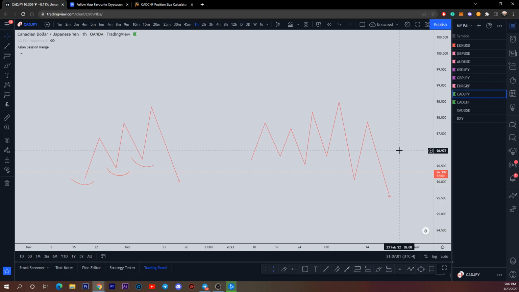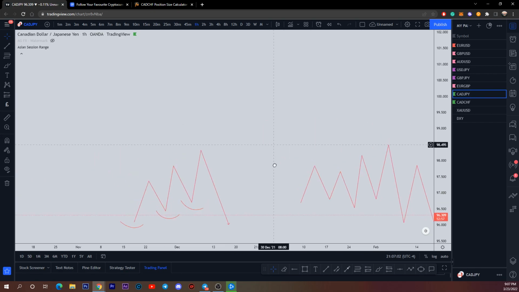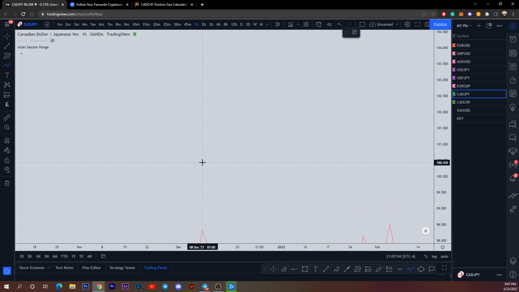Or another way that you could do this is if the market is going up, right? Let's say you have bullish price action. The market is going towards the upside. As the market is going up right here, let's say you see a distribution forming out of nowhere.